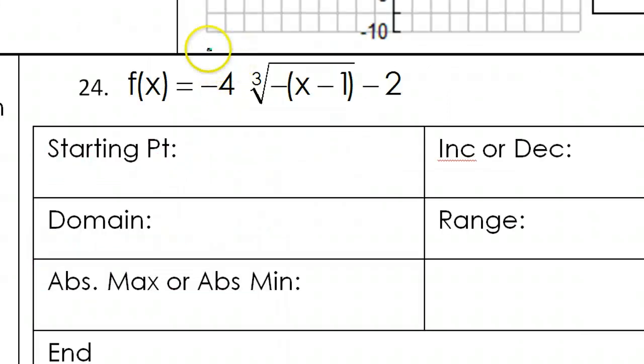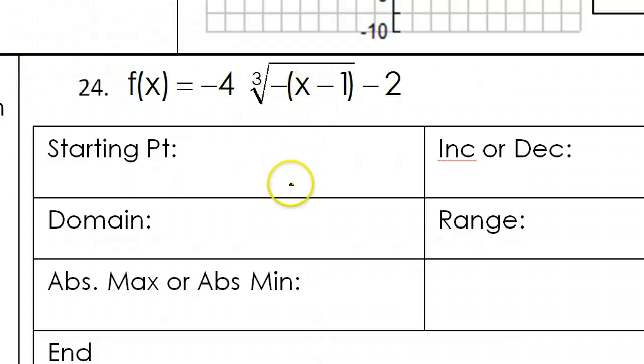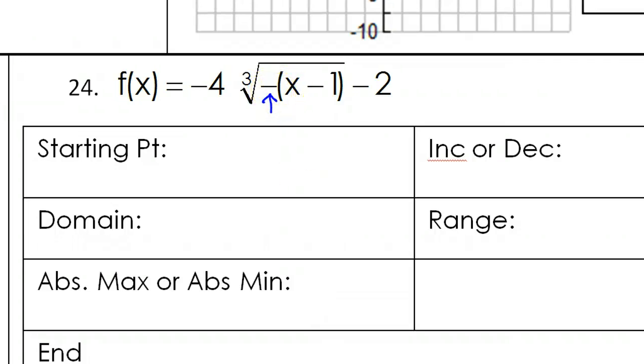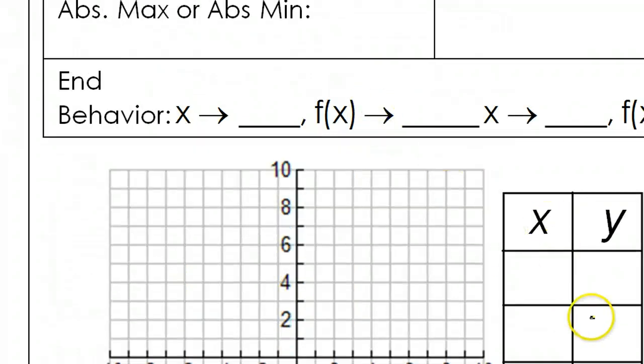Alright, 24 is another graphing problem. Oh goody. And it's a complicated one. So we have a lot going on here. Again, we have a reflection over the y-axis. That means we're going to have to start with the y values and work our way backward.